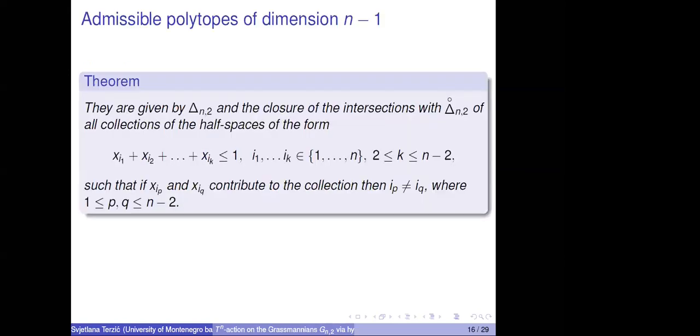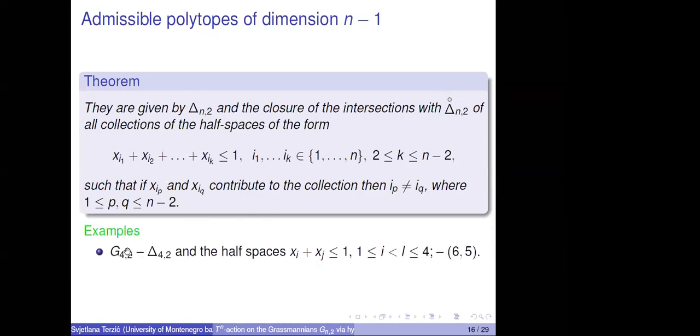As for (n-1)-dimensional polytopes, we obtain also a combinatorial and geometric description. Actually any (n-1)-dimensional polytope is either Delta_{n,2}, or it is the closure of the intersection of the interior of Delta_{n,2} with a collection of half spaces of this form. So we consider all possible collections of half spaces of this form, taking care that if we fix some collection, and x_{i_p} and x_{i_q} contribute to that collection, then i_p is not equal to i_q. So in this way, we obtain (n-1)-dimensional polytopes.